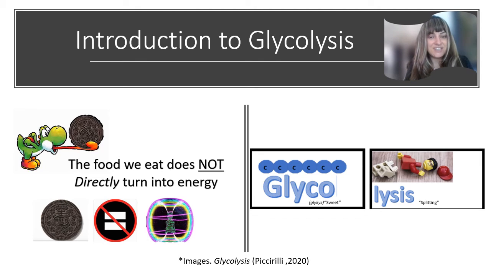So just as it does not come out the exact way we ate it, the food that we eat does not directly turn into energy either. It has to go through quite a few processes, and one of those processes is called glycolysis. Glycolysis is composed of 2 words, the first being glyco, which means sweet and references sugar. The second is lysis, which means splitting. So this process will be the splitting of a sugar molecule, and we'll get to that in a bit.